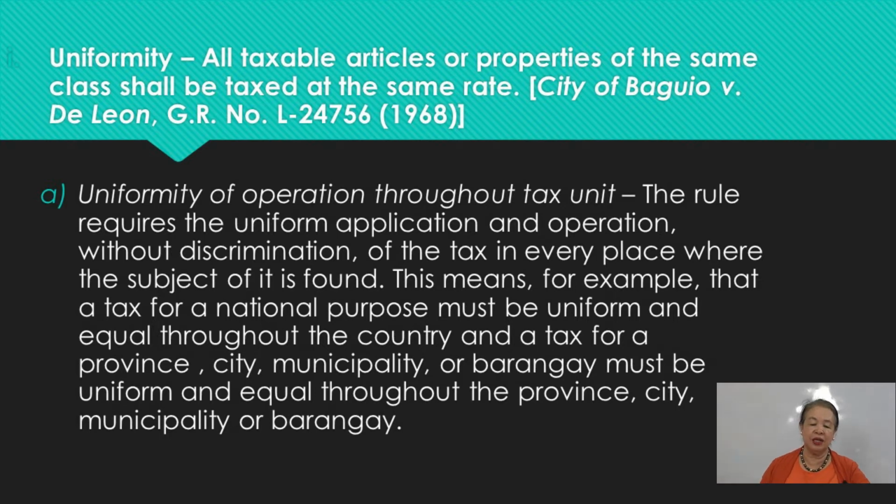City of Baguio versus De Leon, GR number L-24756, 1968. Letter A, uniformity of operation throughout tax unit. The rule requires the uniform application and operation without discrimination of the tax in every place where the subject of it is found. This means, for example, that a tax for national purpose must be uniform and equal throughout the country, and a tax for a province, city, municipality, or barangay must be uniform and equal throughout the province, city, municipality, or barangay. So, yun po yung ibig sabihin ng uniformity of operation.